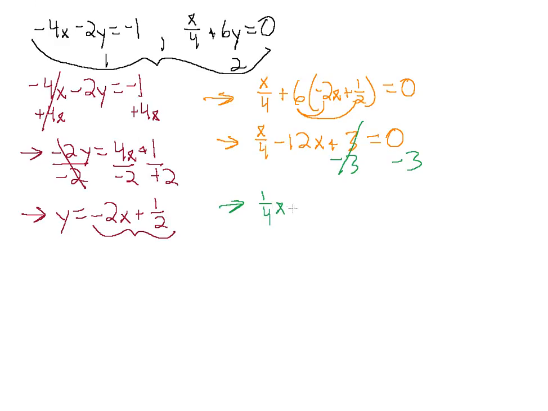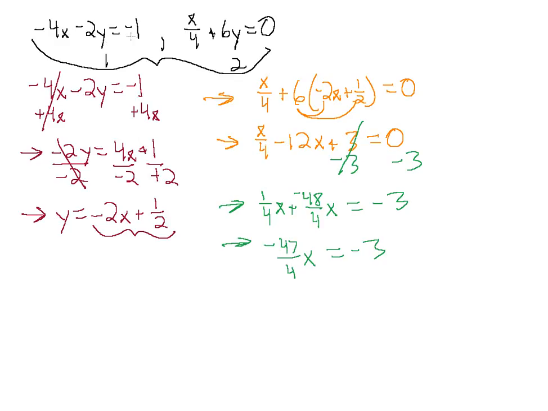We can separate them. We can rewrite minus 12 as minus 48 over 4. So we have a common denominator, and we can combine these fractions in the next step. We have minus 3 on the other side. So let's combine these two fractions. This will give us 1 and minus 48 is minus 47 divided by 4 times x equals minus 3.